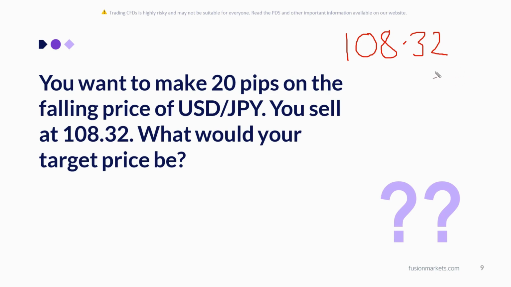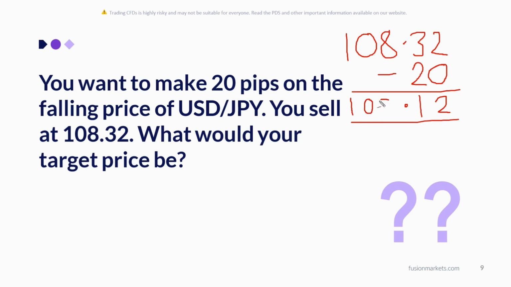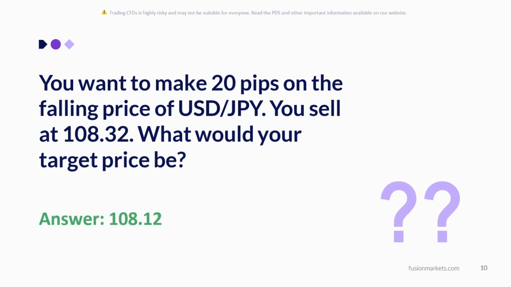We think price is going to fall by at least 20 pips, and that's what we want to make out of the market. Because the market is potentially going to fall and we're selling, this is now a subtraction. Okay, if price was going to go up, or if we thought price was going to go up, that would be an addition, but we think price is going to go down, so this is now a subtraction. So 108.32 minus 20 pips, 2 minus 0, 2, 3 minus 2 is 1. Bring our decimal point down, and we've got 108. So our target price would be 108.12. Hopefully you will understand that.